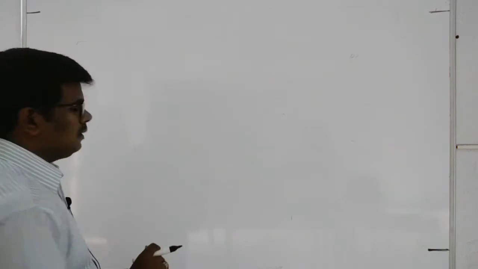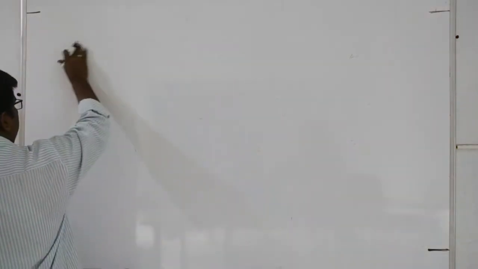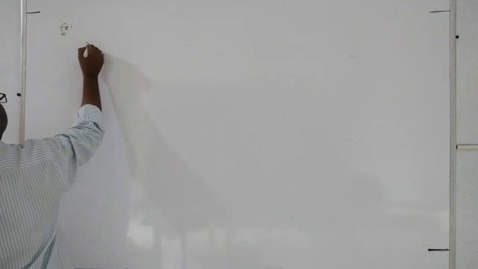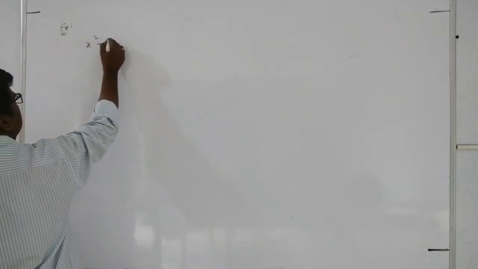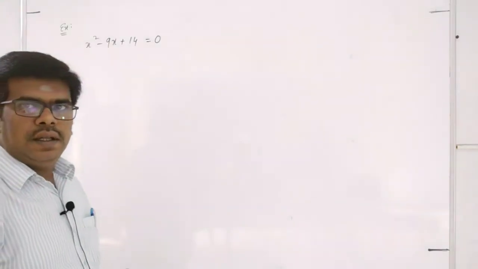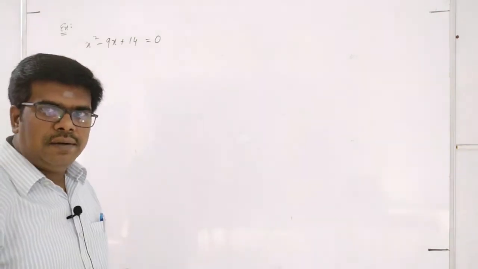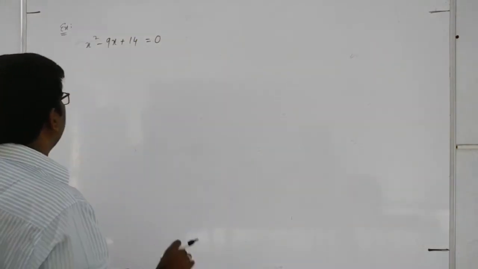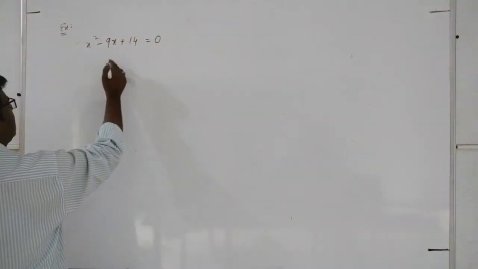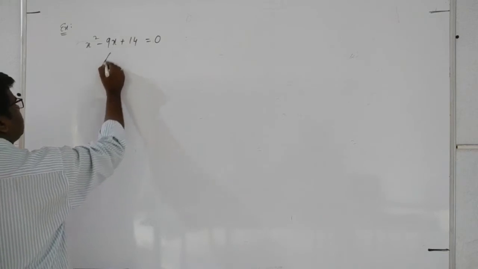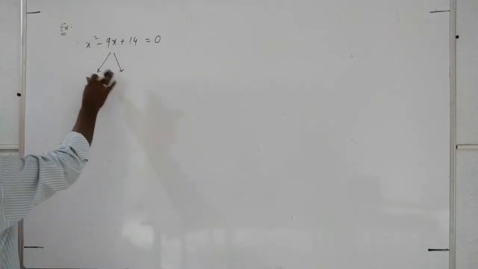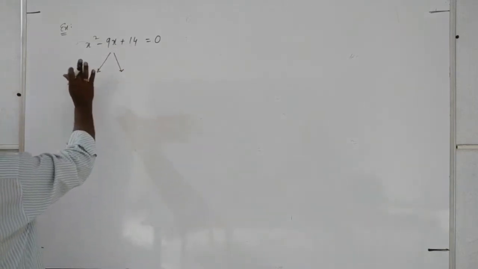Let us take one example here to solve, finding the roots. One example: x square minus 9x plus 14 equal to 0. This is the quadratic equation we have. So how can we solve this? We can try the splitting method. Splitting method in the sense, first you have to consider this one here. So the 9x you have to split.